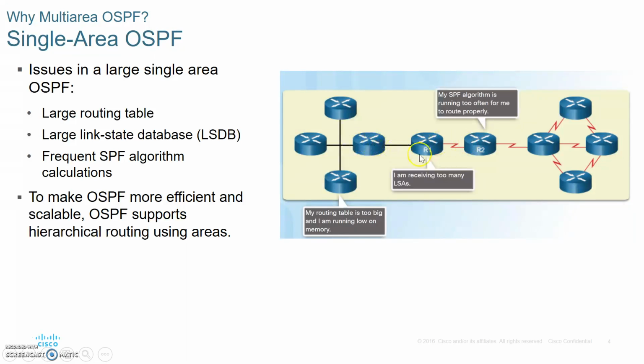So with more and more routers, the chances of a path going down or a router going down will get higher. Then the router will need to run more frequent shortest path algorithm calculations. So your router will spend more time running these calculations instead of routing your packets. This also slows down your network. In order to make your OSPF run more efficiently and be more scalable so that it can be used on larger networks, OSPF supports hierarchical routing using multiple areas.